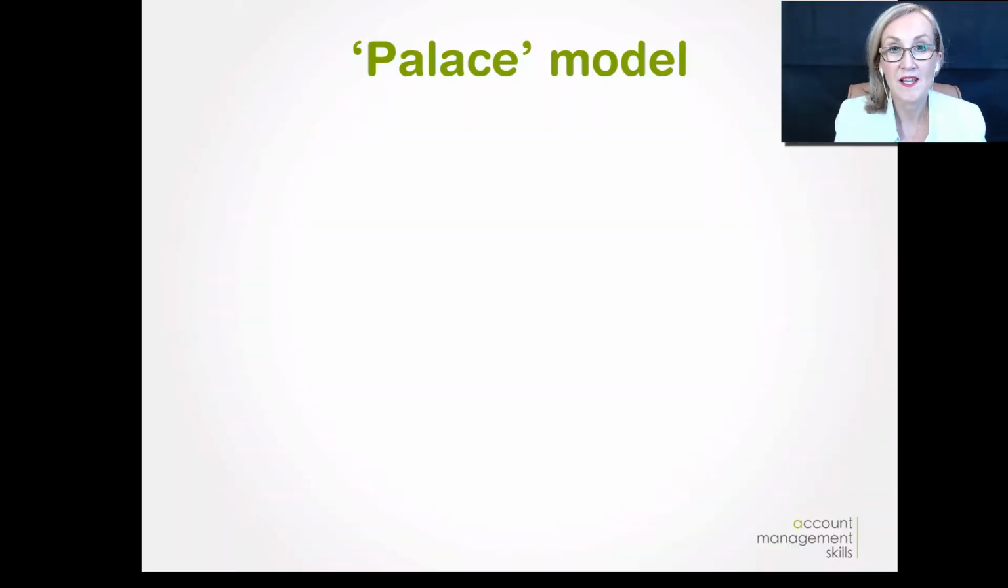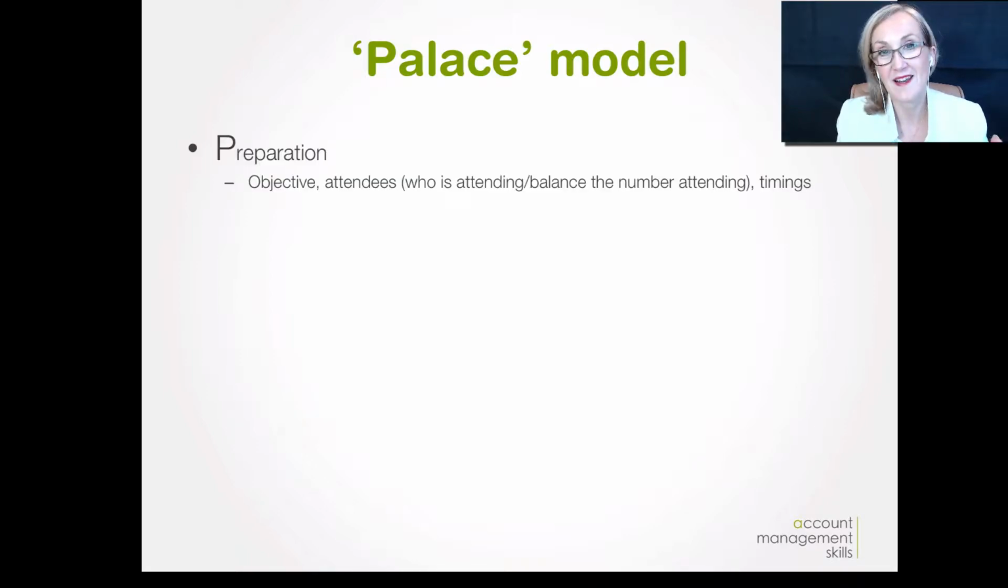So the first one is all about a model to follow as a sort of checklist to make sure that you've covered everything in preparation for the meeting. We call it the Palace model. So P of Palace is for preparation. In preparation, we want to make sure that before the meeting we've got a very, very clear objective and that everybody understands what that objective is. There's nothing worse than being in a meeting thinking, why am I actually here?